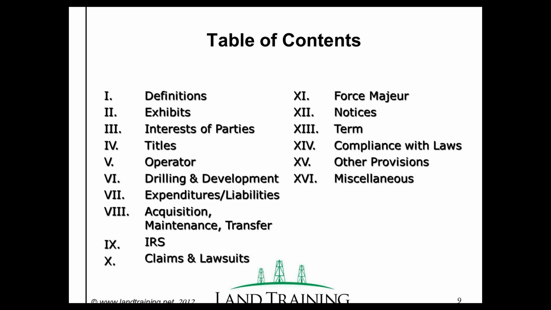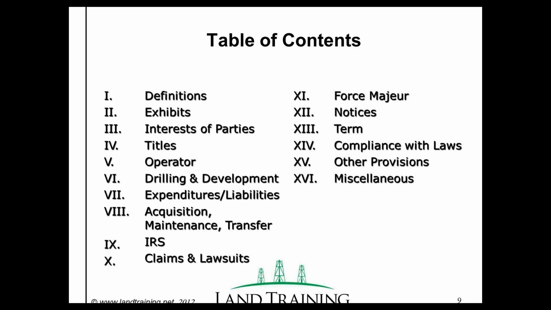7 covers expenditures and liabilities. It gives the operator the authority to pay up to a certain amount without having to get the approval of the other parties. So it'll usually say, like, expenditures under $10,000, that's something the operator can just do on his own. Anything over that amount, you have to get approval from the other parties.